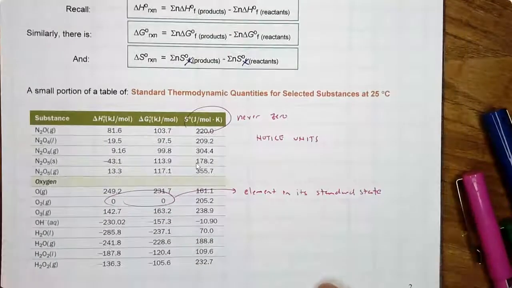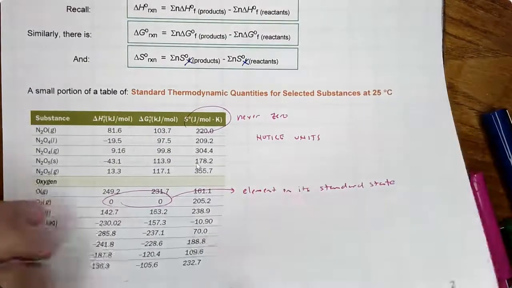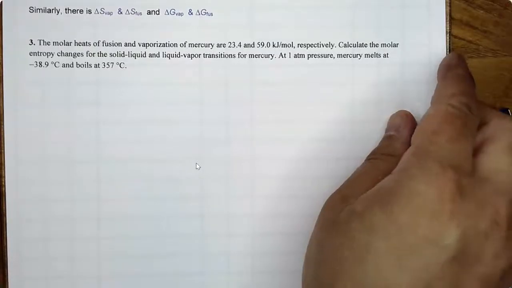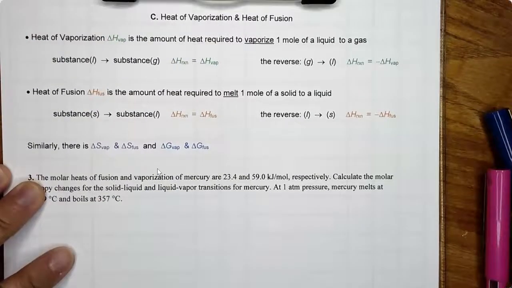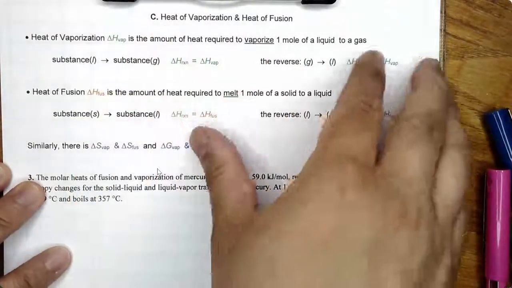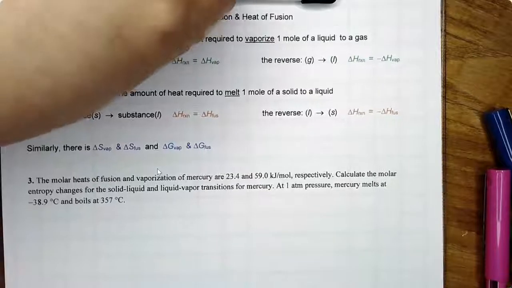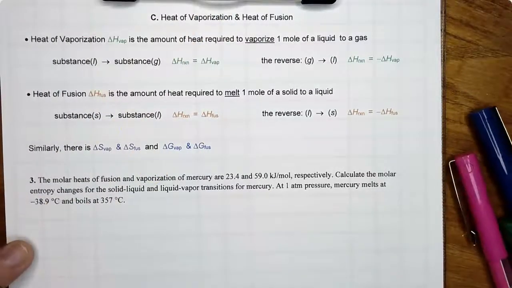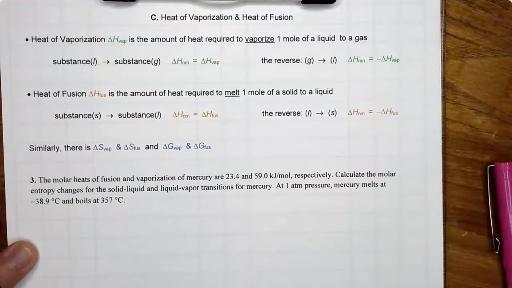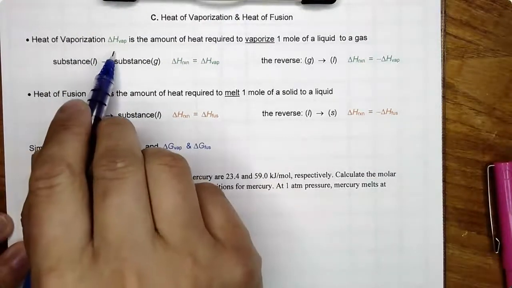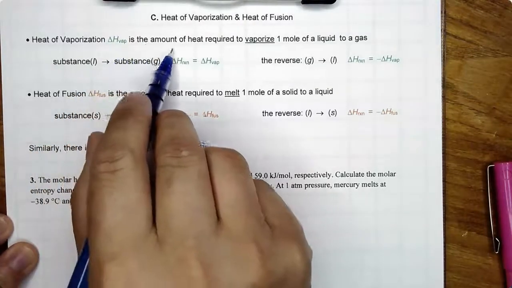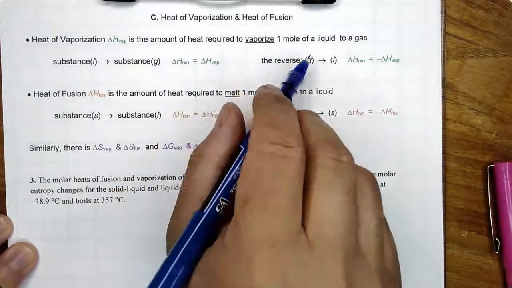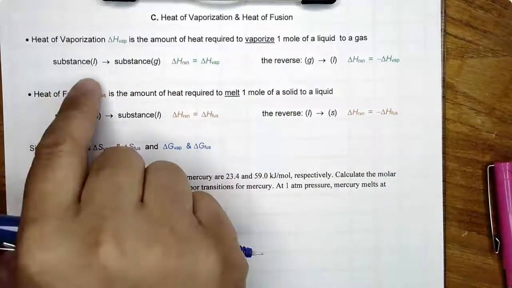Okie dokie. Last page. Let's go to page 3. So we're going back to a little bit of enthalpy, but we could also get free energy of vaporization and free energy of fusion. We could get the delta G's as well. But I want to go over this concept for enthalpy. The heat of vaporization, the delta H VAP, is the amount of heat required to vaporize 1 mole of liquid to a gas. So your equation is this.